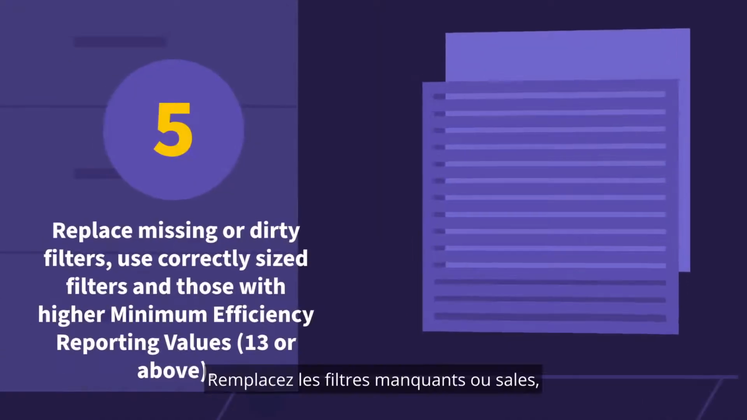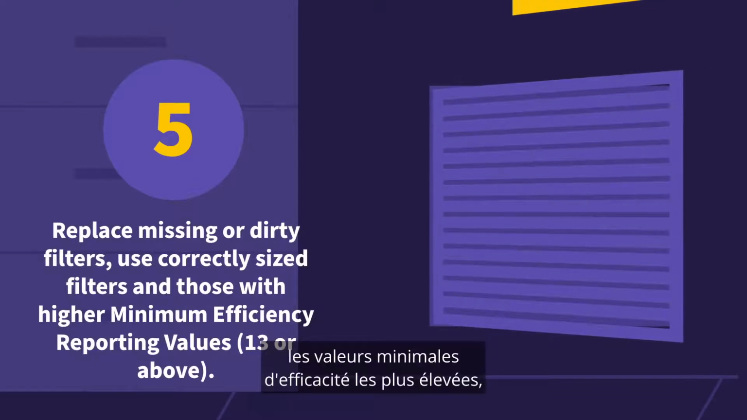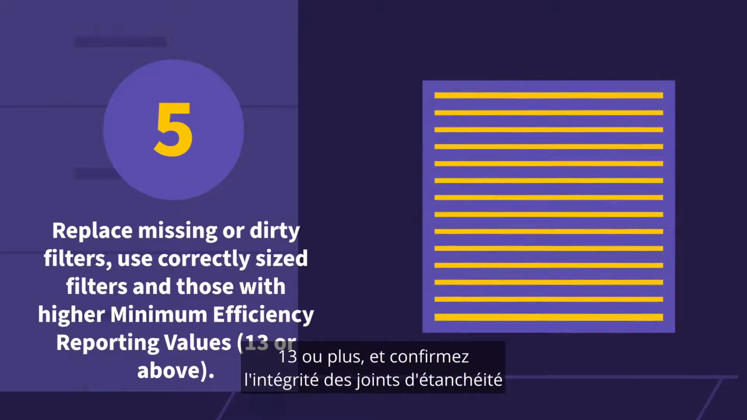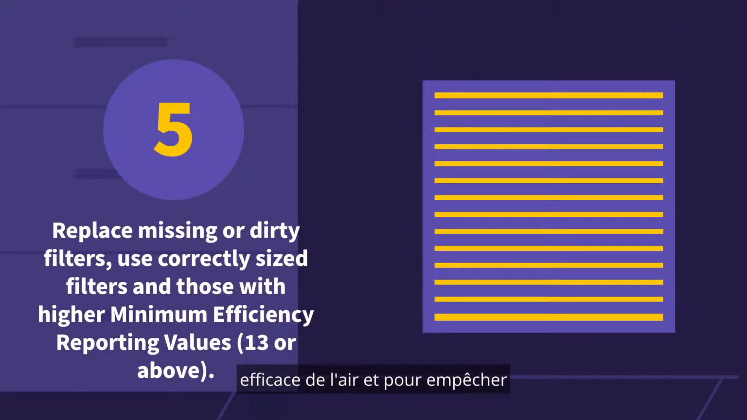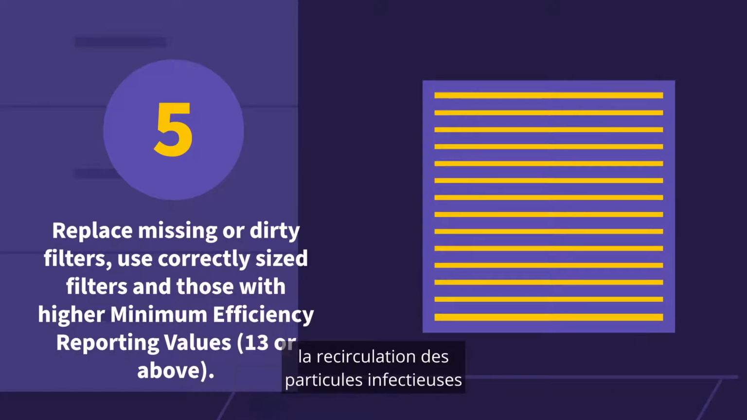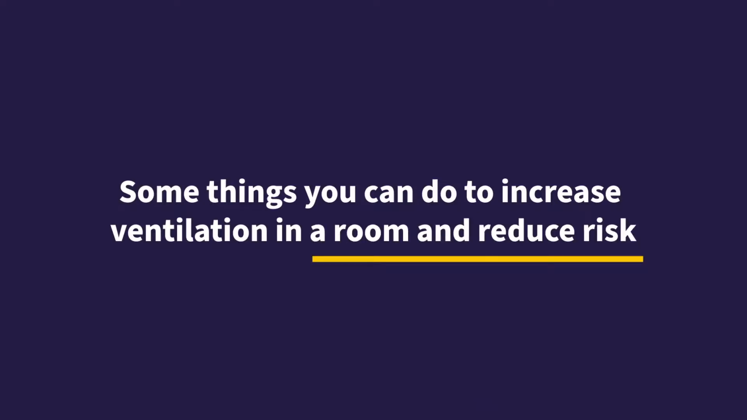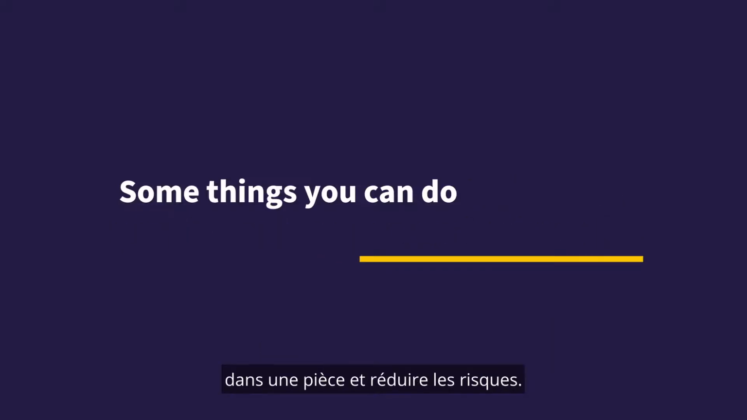Replace missing or dirty filters, use correctly sized filters and those with higher minimum efficiency reporting values, 13 or above, and confirm gasket seals integrity to ensure a tighter filter fit, efficient air cleaning, and to prevent recirculation of infectious particles throughout the building. If you do not have an HVAC system, you can't change yours, or the one you have is too old, there are some things you can do to increase ventilation in a room and reduce risk.